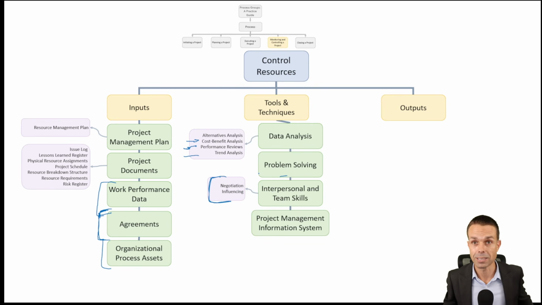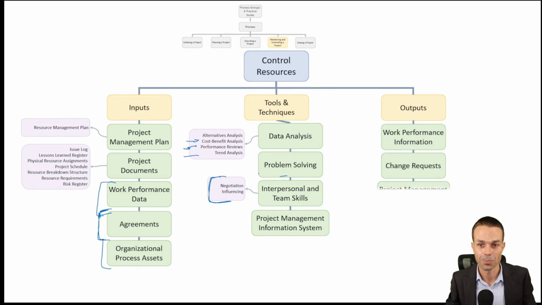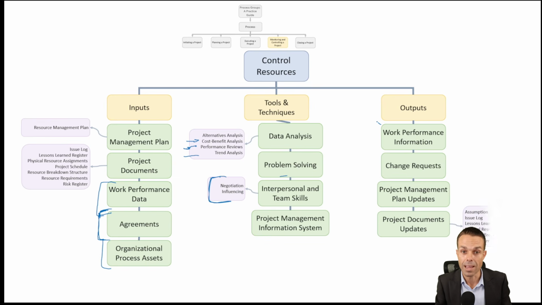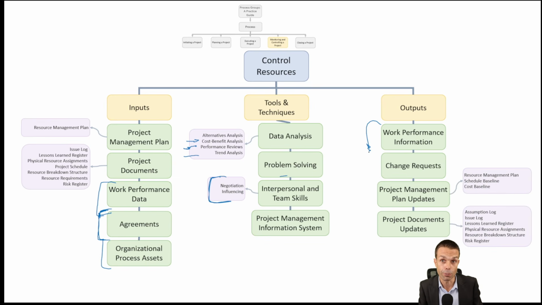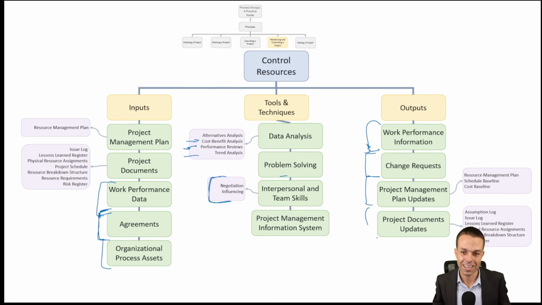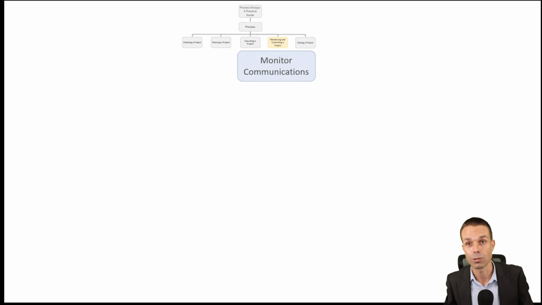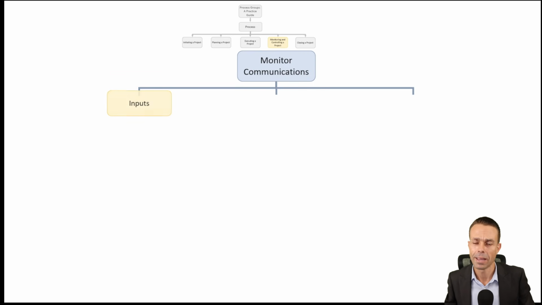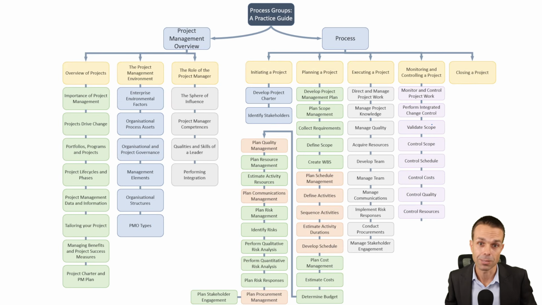Project management information system is where all of our project information comes from and goes into. Work performance information is an output. So how are our resources performing? Change requests if we are off track. Project management plan updates and project documents updates can all be an output of controlling resources. Monitoring communications is part of monitoring and controlling a project.